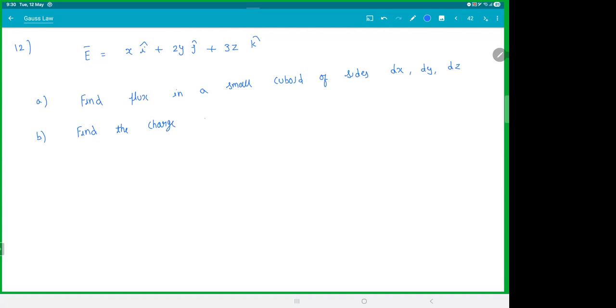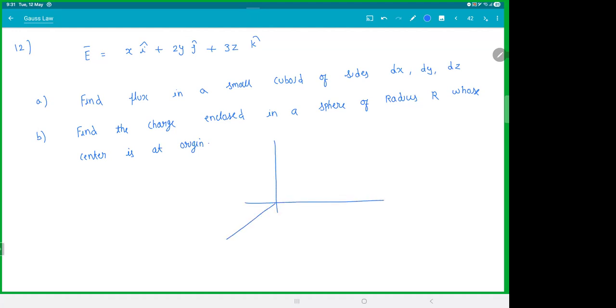Find the charge enclosed. I'll show you a picture of how it would look in a sphere of radius r whose center is at the origin. This is what I'm asking. So x, y, and z.